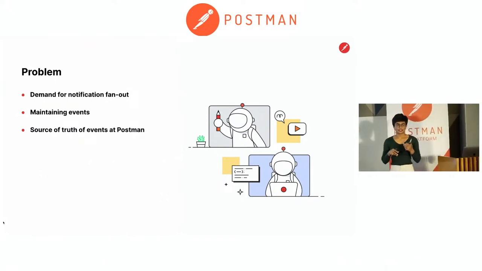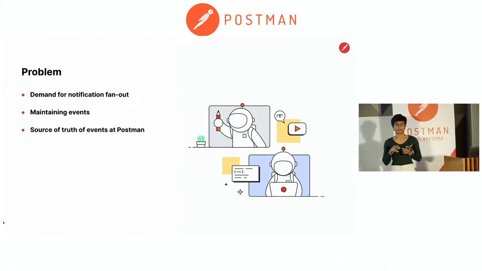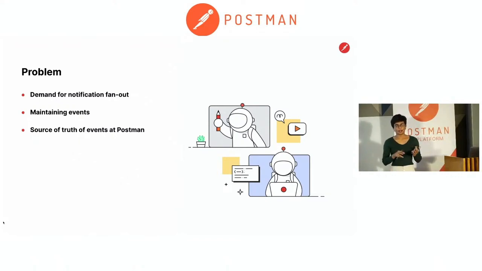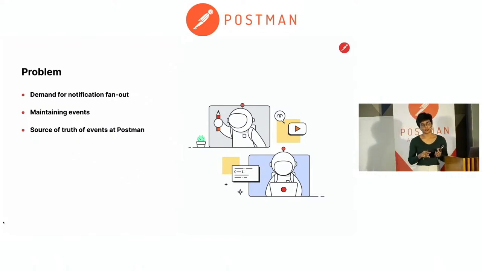So let's say service A had some change and service A wants to notify service B, C, D, and so on about that change, but it doesn't care about the response received from those services. We had many such use cases, for example, user leaving a team, where the synchronous APIs would fall short and asynchronous communication needs to be introduced.